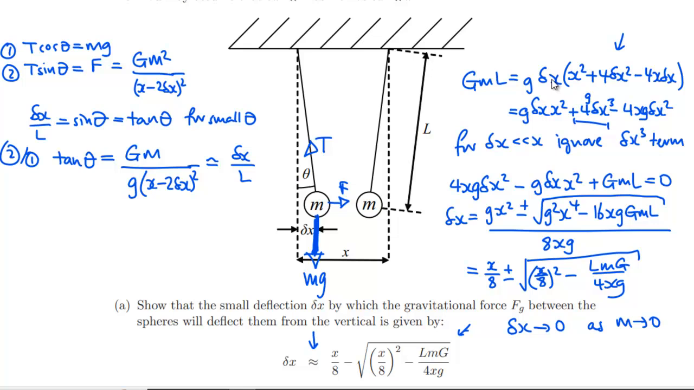So if the mass is 0, then we've got x over 8 plus or minus x over 8. So we need minus, not plus. We need minus, not plus. Because otherwise we'd get a quarter of x when there was no mass, whereas we need it to be 0.